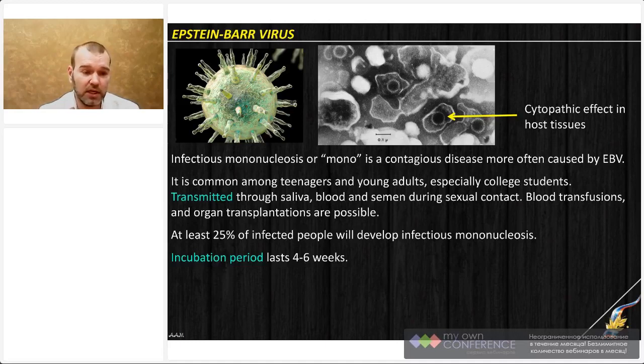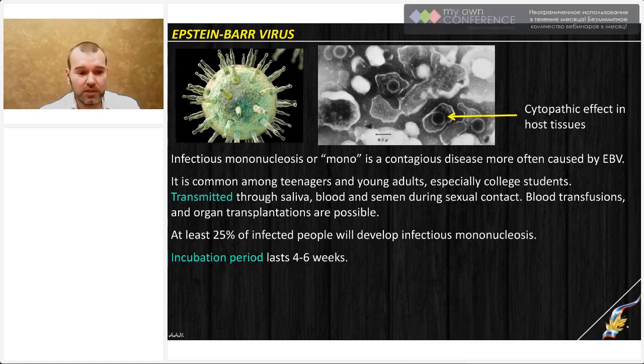And again, it is difficult to study that virus, but it is supposed to be transmitted through saliva, blood, or semen during sexual contacts, and the same transmission through blood transfusion and organ donation is possible and described in medical literature as well. So if you talk about clinical manifestation, not less than 25% of infected people will have clinical manifestations. So one quarter of infected people remain absolutely asymptomatic.